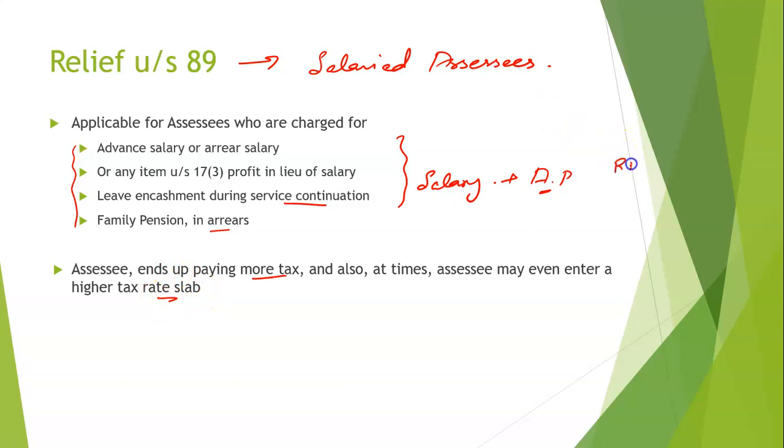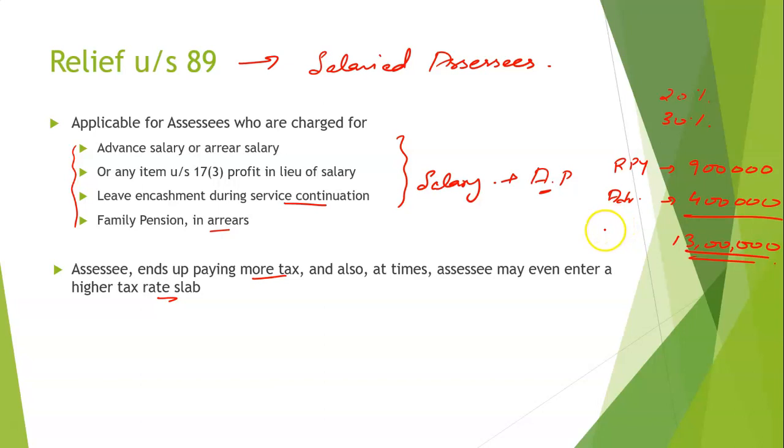Say assessee's relevant previous year's salary is 9 lakhs. Assessee gets an advance salary. Advance of 4 lakhs. So the total salary now is 13 lakhs. Now what has happened here? If not for this advance salary, assessee would have stayed under the slab of maximum slab of 20%. 5 lakh to 10 lakh, 20% is the tax slab. Now because he crossed 10 lakhs, he or she will have to pay tax at a higher rate. So at times assessee may even enter a higher tax rate slab. A slab with higher tax rate.